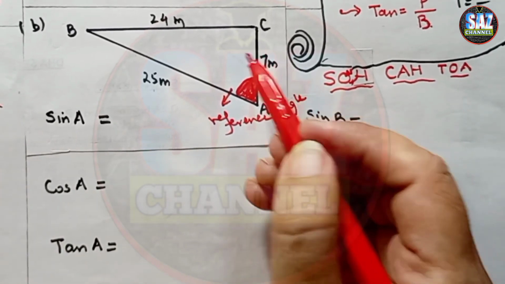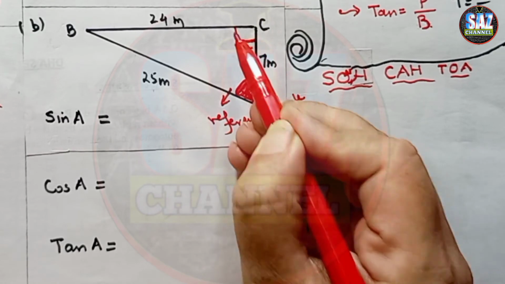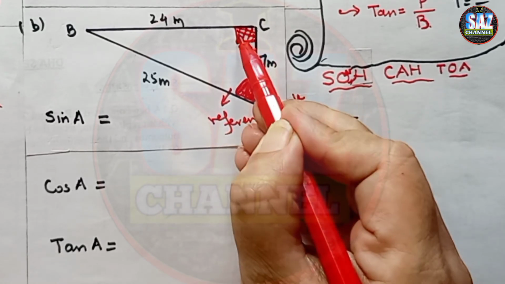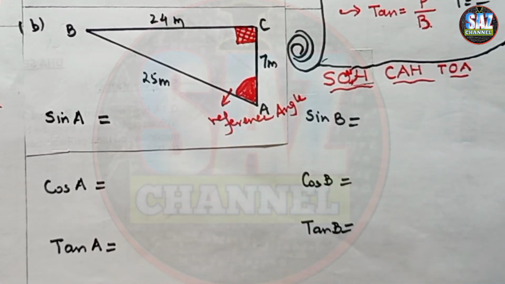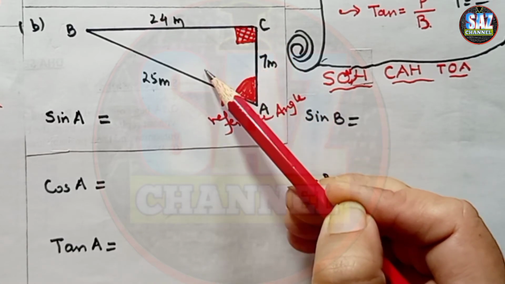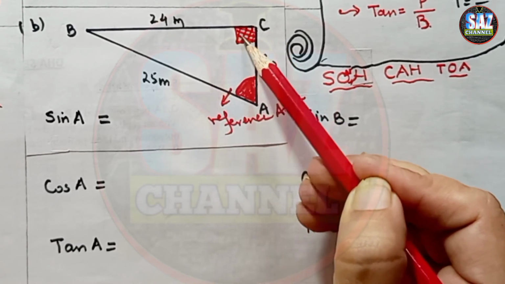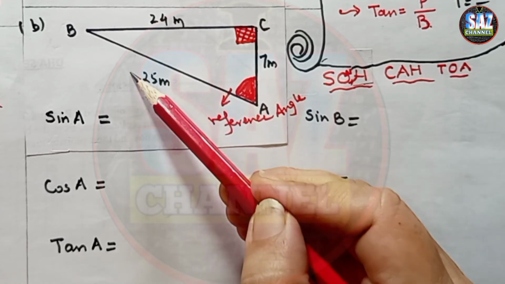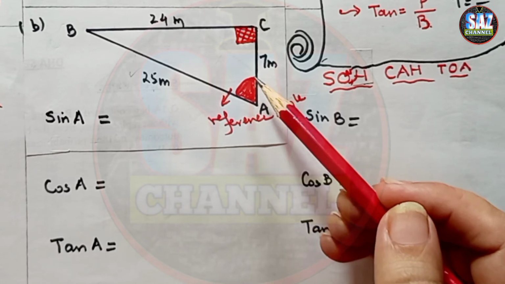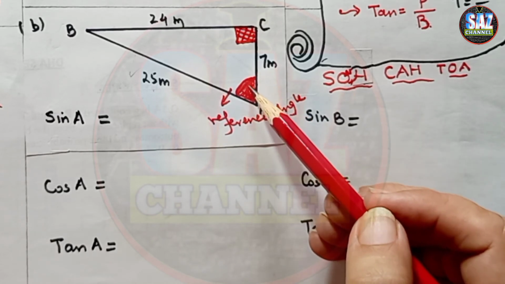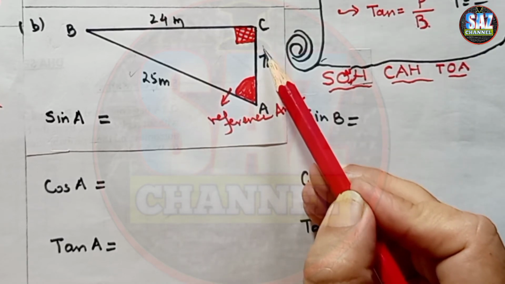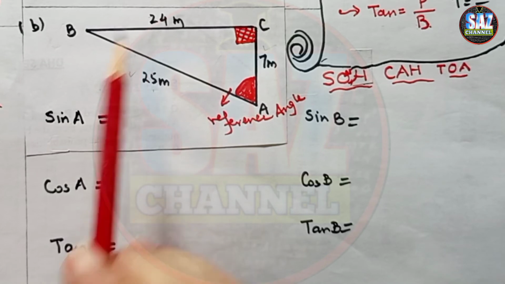At vertex C, we have the right angle. It's really important to identify the position of the right angle in the beginning. The face opposite to the right angle will be the longest face of this triangle, and it will be the hypotenuse. Now coming to the identification of adjacent and opposite with the reference of angle A: 7 is the adjacent and 24 is the opposite.